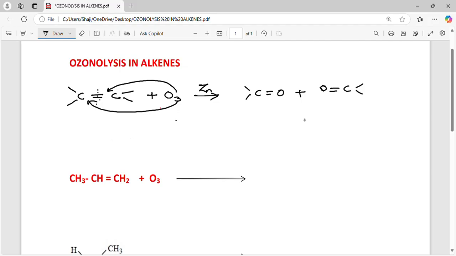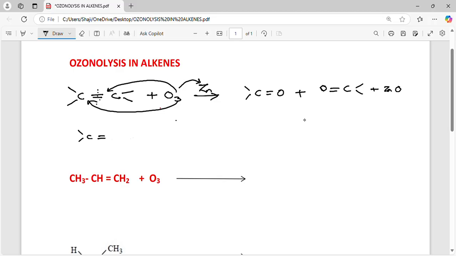So here it is, the double bond split into two different parts, and on either side of the double bond each oxygen atom is added, and the third oxygen atom will combine with zinc and form zinc oxide as a minor product, which is the byproduct. So this is an easy method to identify the product. Here I'll tell you the mechanism as well.